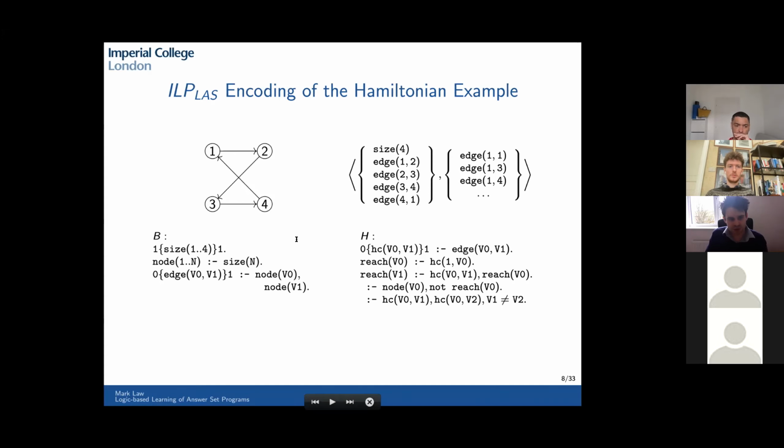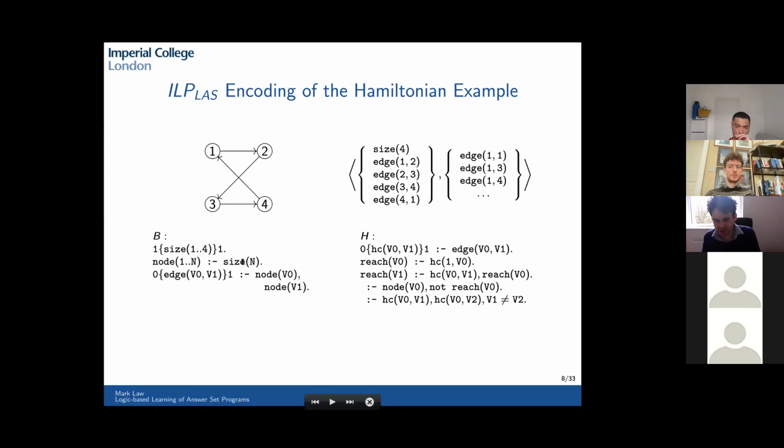And then on the bottom left-hand of the slide, you've got a background knowledge, which basically just defines what it means to be a graph. Now, if you're not familiar with the syntax of ASP, don't worry, I don't want you to focus too much on that. But roughly speaking, what it says is that a graph can be exactly one size between 1 and 4. So it's either size 1, 2, 3, or 4. And if we have a graph of size n, then the nodes are labeled 1 to n. And between every pair of nodes, there is either an edge or no edge.